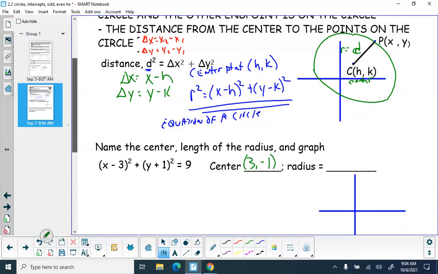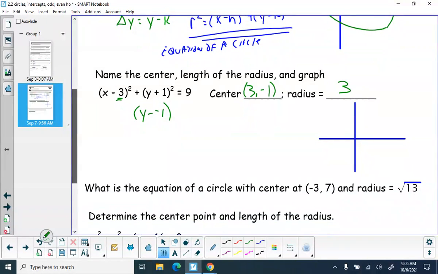You're looking at it and asking yourself, what's being subtracted? Well, here the 3 is being subtracted. I'm good with this. Over here I have y plus 1. What's being subtracted? Well, if I do a little ching boom, this is y minus a negative 1. So what's being subtracted is my negative 1. My radius, what's our radius going to be here? Sarah? A value of 3.